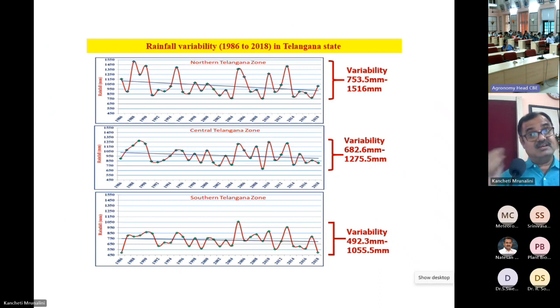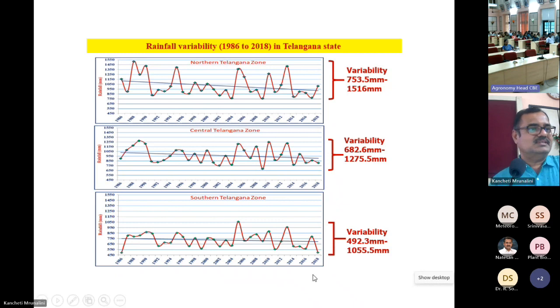So this is regarding our state. Here in my presentation, all examples are from our state only, and just try to understand the concept. In our state, we have three agroclimatic zones: Northern Telangana, Central Telangana, and Southern Telangana. These three regions have different rainfall patterns, temperature patterns, and soil types.